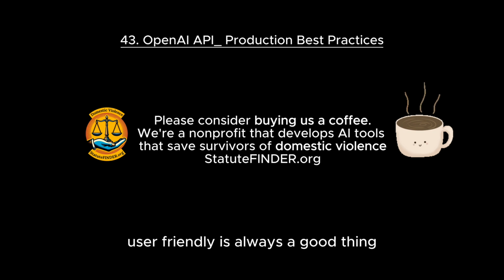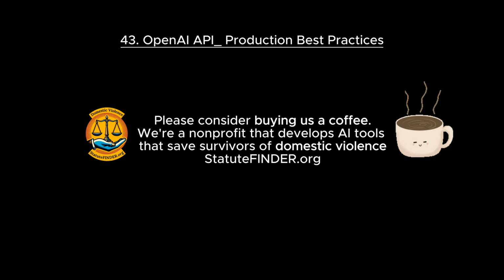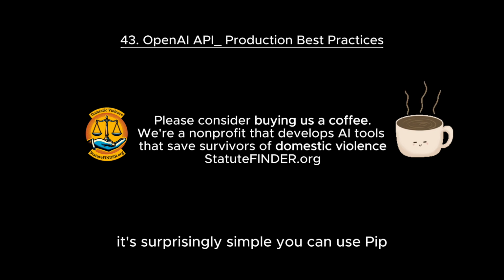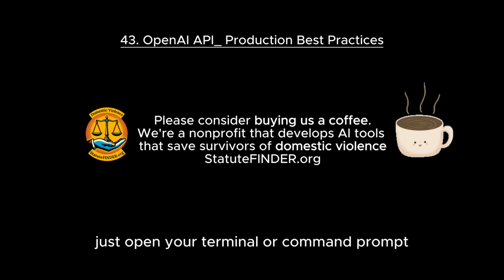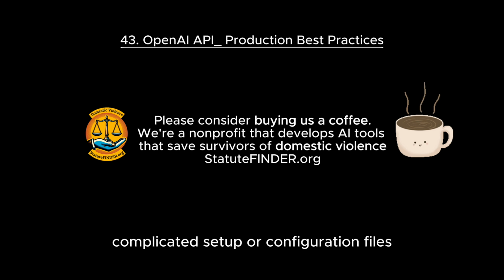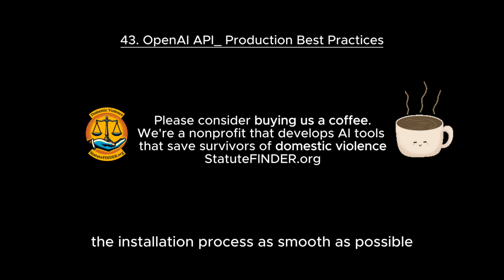Okay, user-friendly is always a good thing, especially when we're talking about something as potentially complex as AI. But where do we even begin? How do we install this library and get it ready to use? It's surprisingly simple. You can use pip, the package installer for Python. Just open your terminal or command prompt and type pip install OpenAI. That's it. Wow, that's so easy. No complicated setup or configuration files. Nope. The OpenAI team has done a great job of making the installation process as smooth as possible.